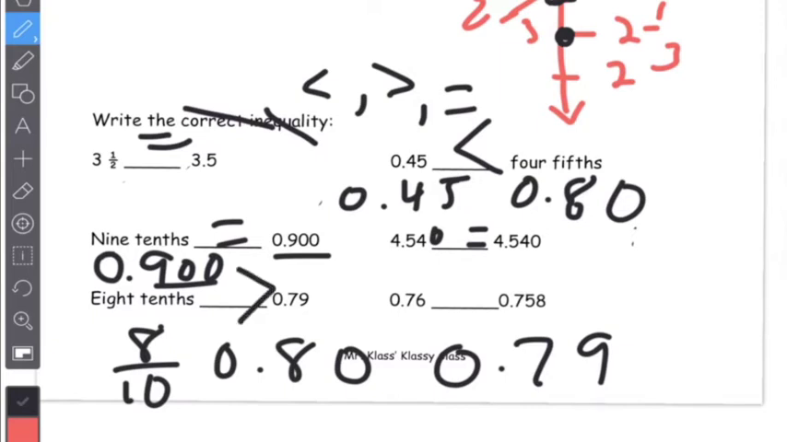Last one, I'm going to add a 0. If I add a 0 there, it's 760 versus 758. 760 is bigger, so that is greater than. Okay, next page.